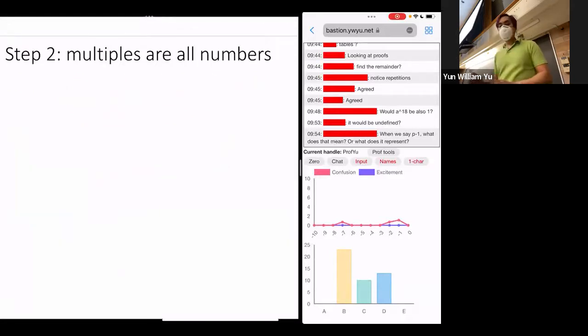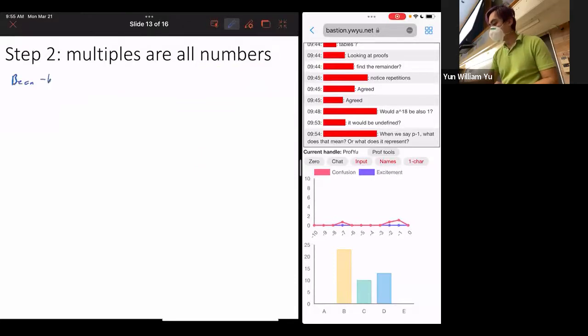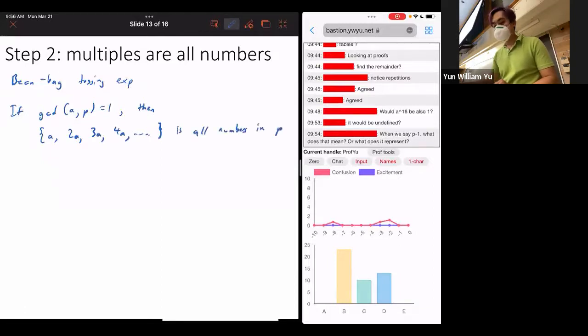Step 2. Notice that multiples are all numbers, by which I mean that the set of all multiples is the set of all numbers. This came from the beanbag tossing experiment, where you show this empirically, but you can also prove this. Notice, if the greatest common divisor of a and p is equal to 1, then a, 2a, 3a, 4a, and so on is all numbers in mod p, because we can write a combination: 1 is equal to Ka plus Lp. If the greatest common divisor is 1, then you can write a combination, which implies that 1 is congruent to Ka mod p.